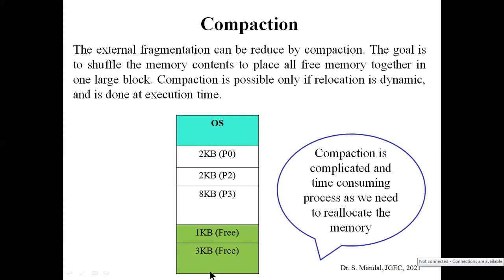And we can make only one partition by using these two free partitions. So we can create one large block of 4 kilobyte memory, and after creating that, we can allocate another process of size 4 kilobyte in that large block. So the goal is to shuffle the memory content to place all free memory together in one large block. So that is compaction.